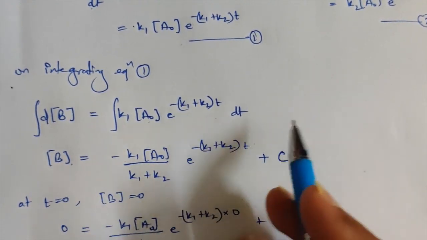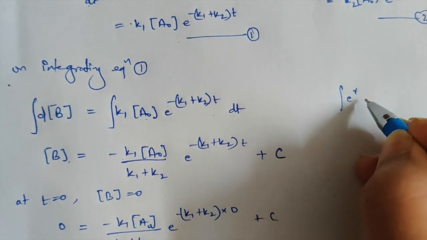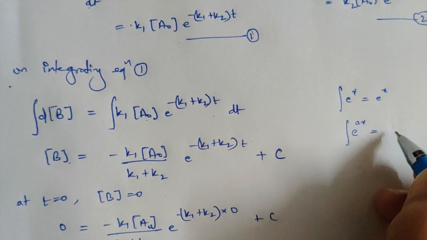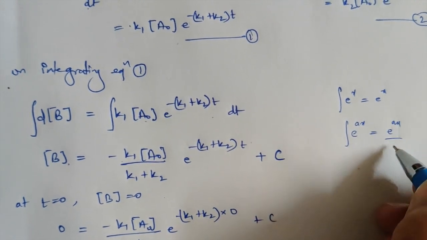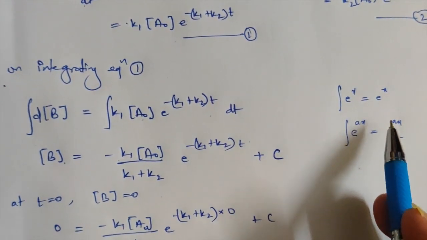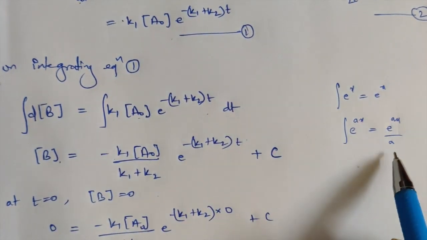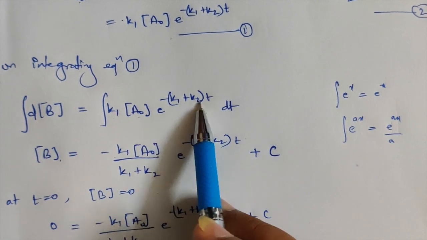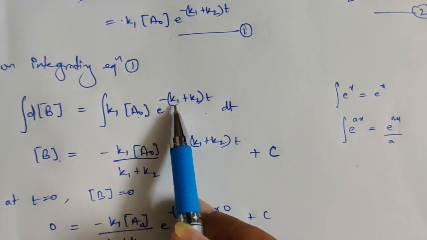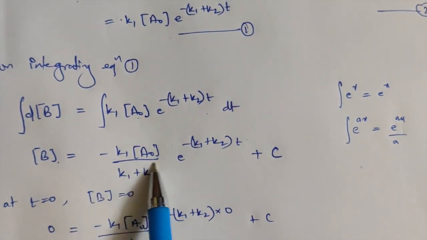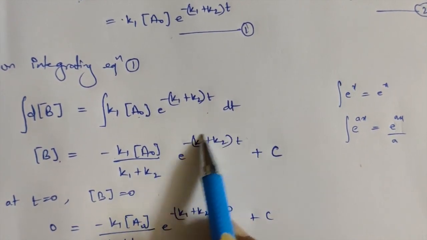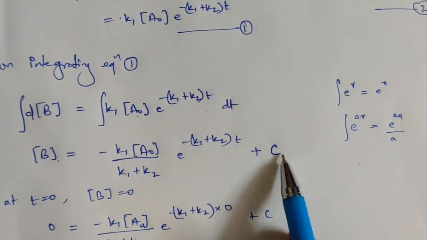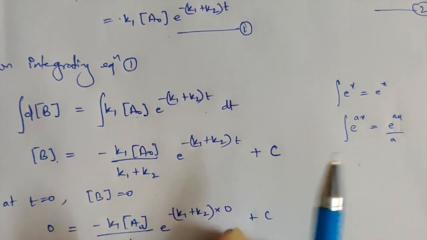When you integrate this, integration of e to the power x, you all know, is e to the power x itself, whereas integration of e to the power ax is e to the power ax by a. That means whatever the coefficient of x is, you take it in the denominator. So whatever the coefficient of t is, you take it to the denominator. We have minus (k1 plus k2), so I have taken that into the denominator. Rest of the thing is like that only, plus C. This C is nothing but the constant of integration.